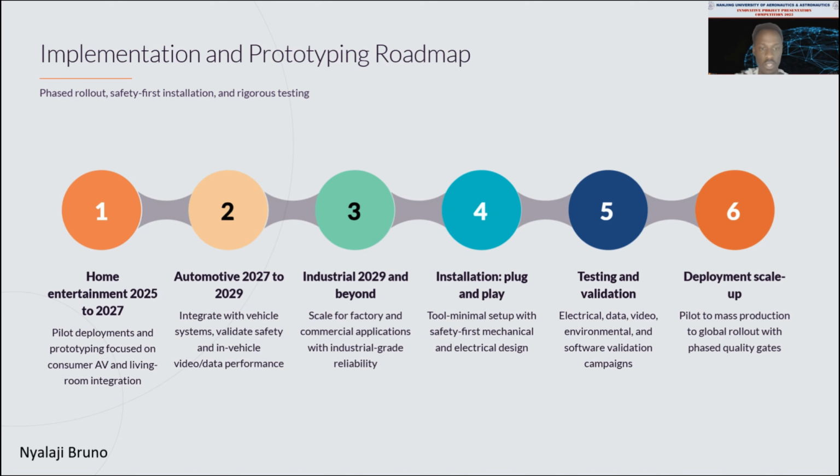Our path to market is a careful, phased rollout guided by a safety-first and quality-driven philosophy. Our implementation begins from 2025 to 2027 with the home entertainment sector, where we will conduct pilot deployments and refine our prototype for consumer AV systems. The second phase, from 2027 to 2029, targets the automotive industry, focusing on integrating with vehicle systems and rigorously validating safety and performance for in-vehicle video and data.